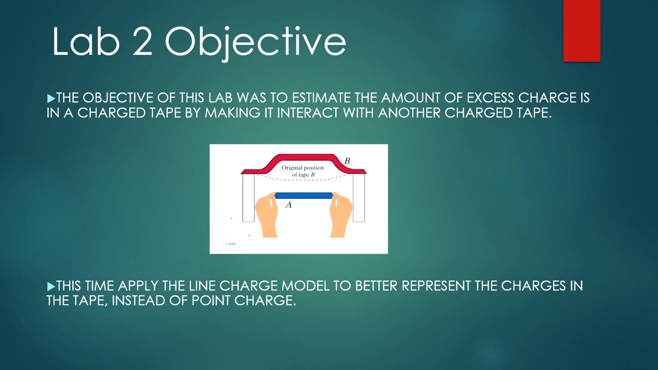This is the second experimental lab in Physics 2212, and in this lab our main objective is to find the amount of excess charge in common household items such as tape, making simplifying assumptions to make the calculation process easier. We apply Newton's second law and electric field equations just like lab 1, but the biggest difference between lab 1 and lab 2 is that this time we applied the line charge model to better represent the charges in the tape instead of just using a single point charge to represent the tapes.